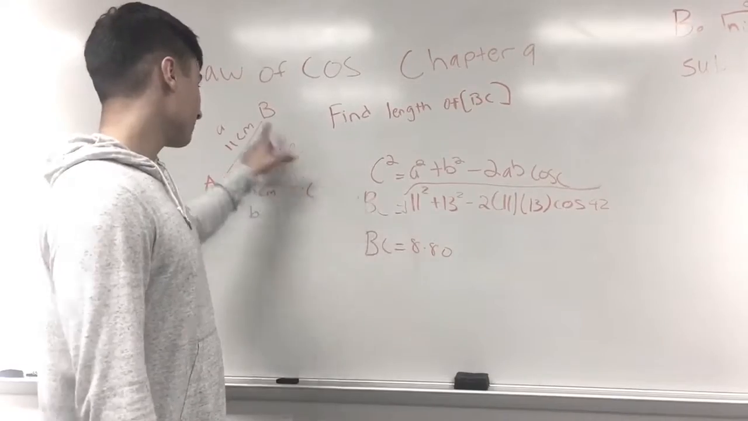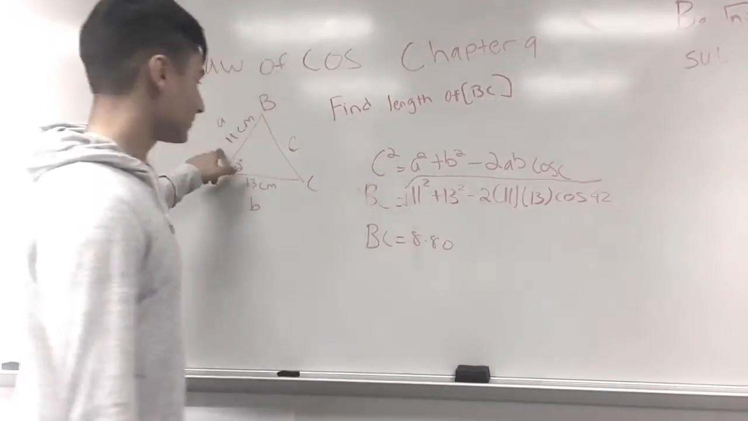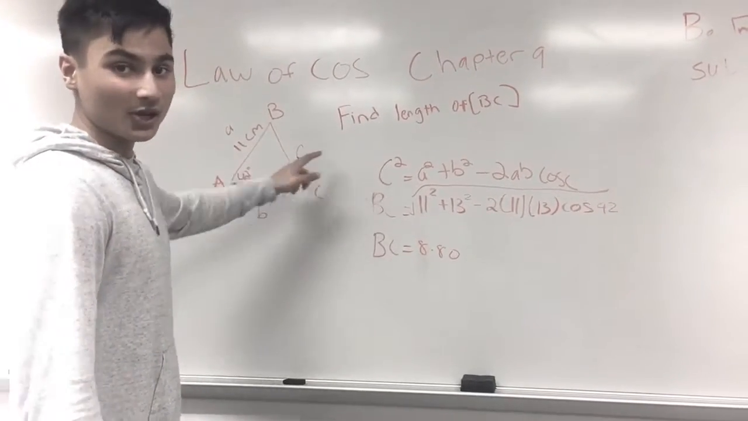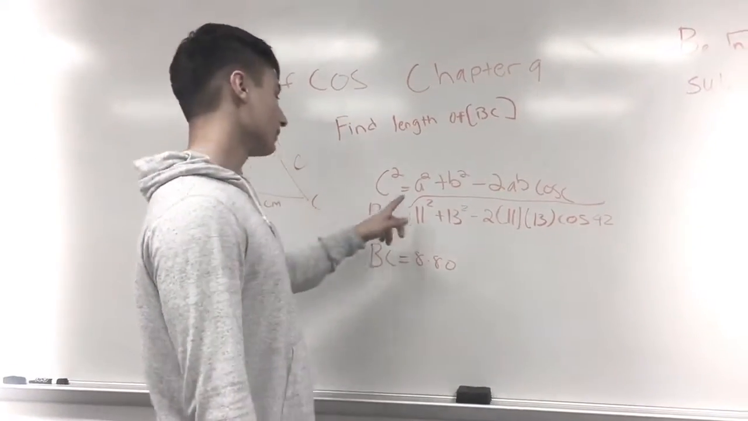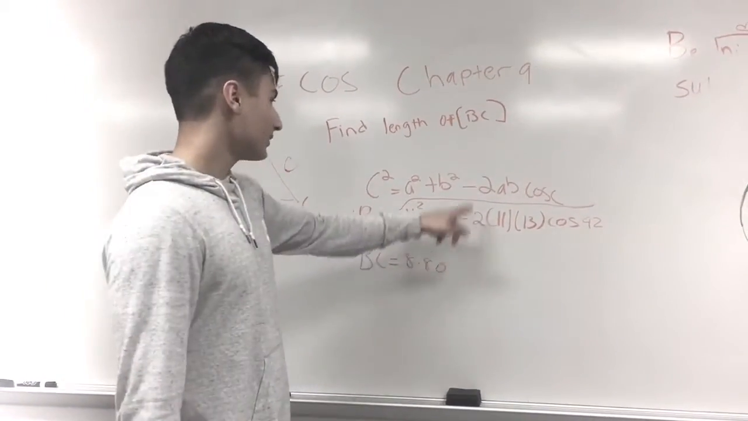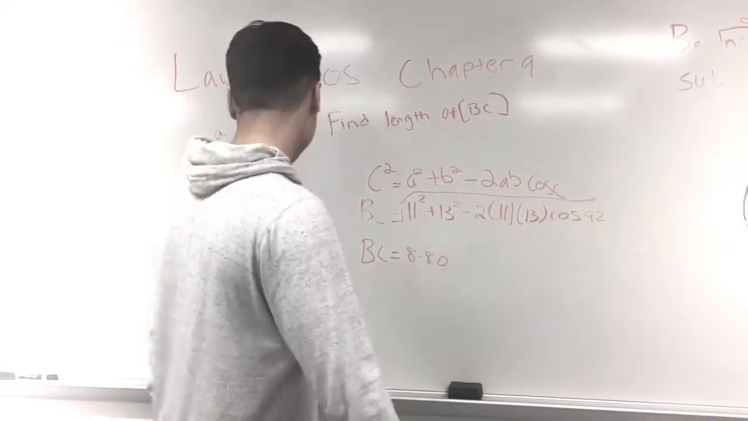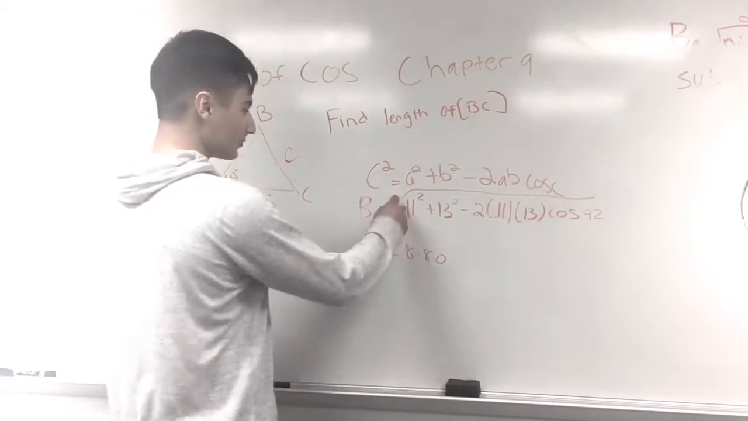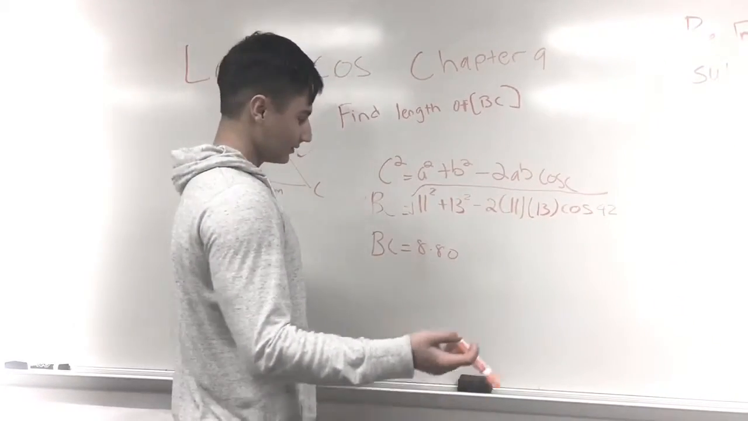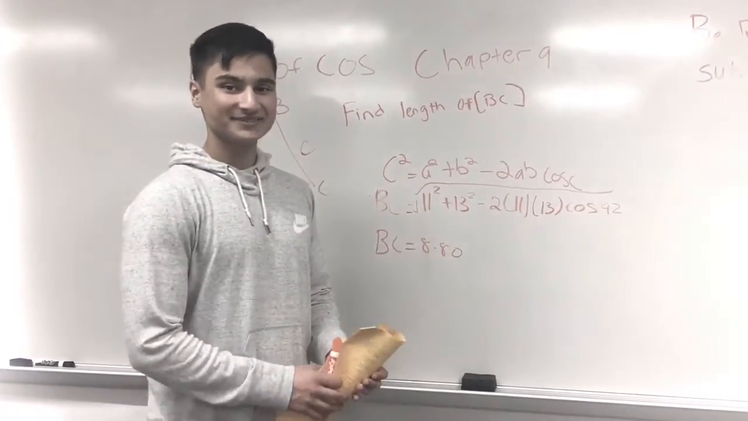So our c squared would be BC, which is unknown, equals a squared, which is 13. Your a and b really don't matter. It's your c squared that really matters, because that's opposite the angle. So it's 11 squared plus 13 squared minus 2 times a times b, 11 times 13, cosine of the angle, which is 42 degrees. Then you square root all of that to get the value that's not squared. Then you get BC equals 8.80. There you go. Pretty simple.